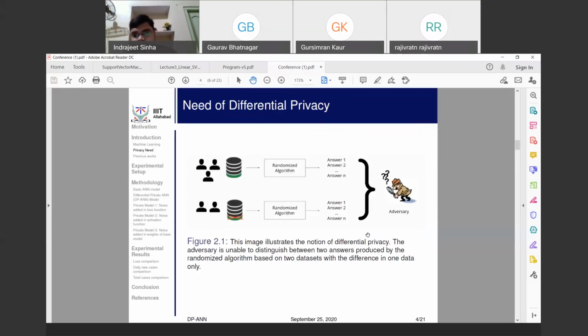Here we can see in this picture what happens when we apply differential privacy in machine learning models. In the first randomized algorithm, the answers given to every query, answer 1 to answer n, are similar to those of the other randomized algorithm with a similar dataset having one entity difference. It means only one individual's data is interchanged or removed from the data set, so that their answers should be nearly the same.